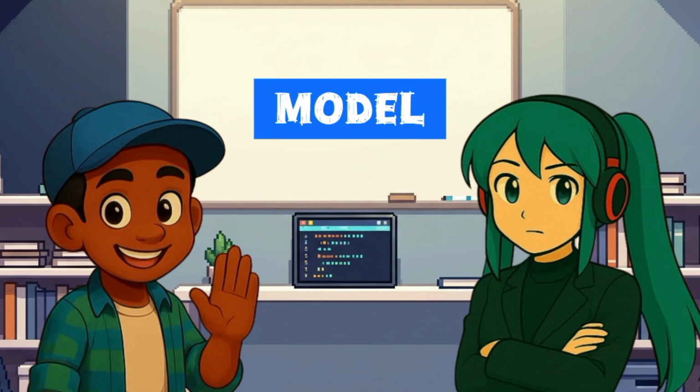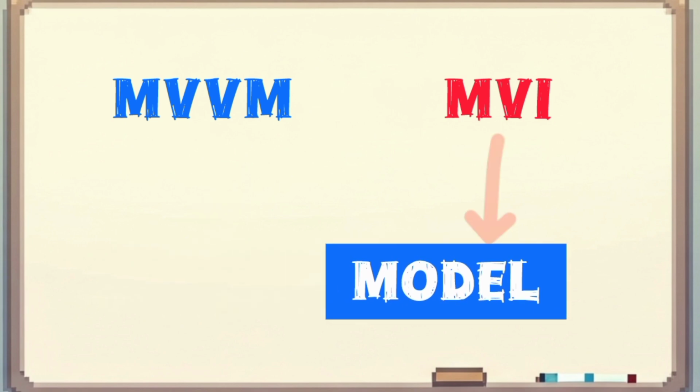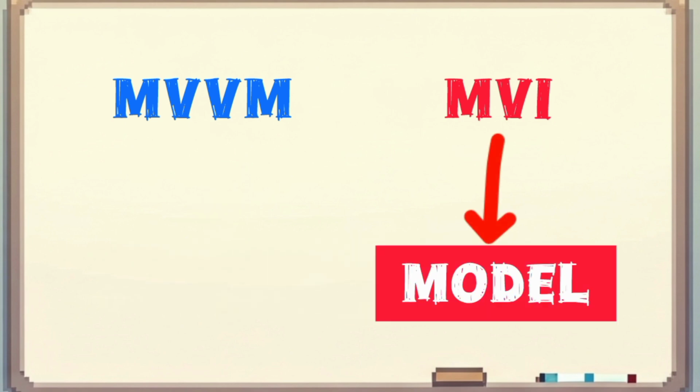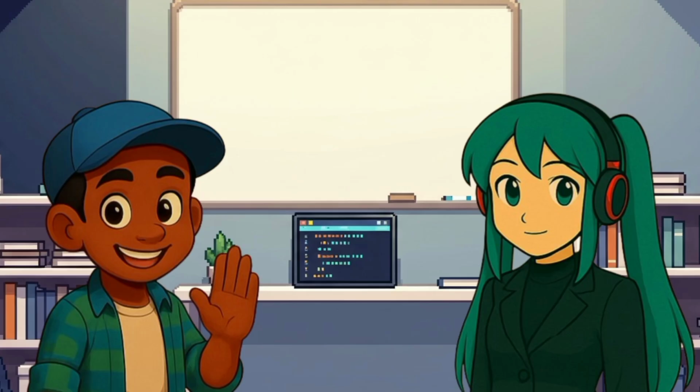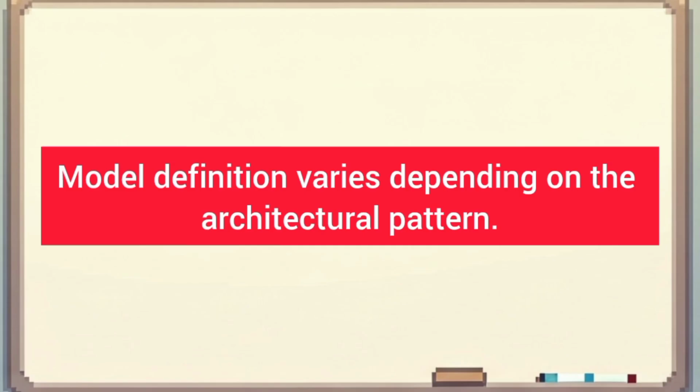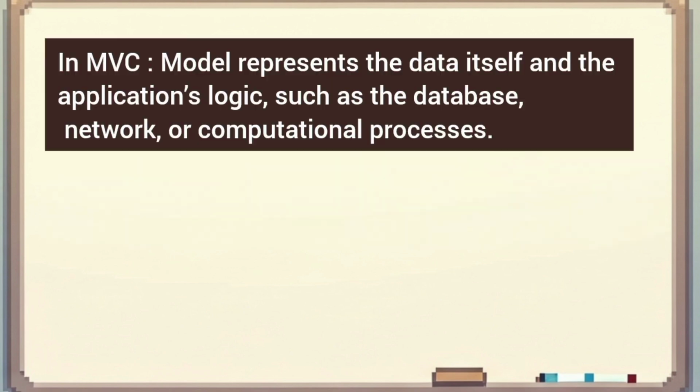The term model is used frequently in programming, and it can be confusing because its meaning changes depending on the design pattern being used. At first, I thought there was only one definition of a model, but it turns out that its definition varies depending on the architectural pattern. Let's start with the oldest one, MVC.